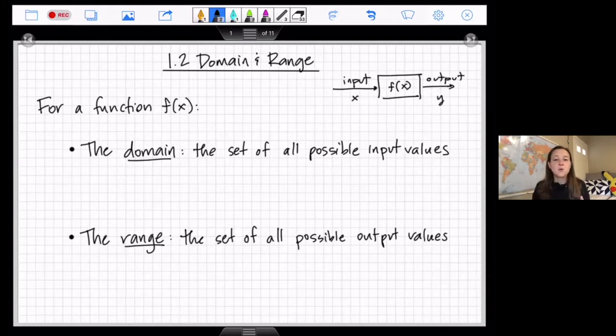So when we're looking for the domain of a function, we're looking for all the possible values of X that we could plug into this machine, and the range is going to be the pile of all possible output values this function could ever possibly give us. If it's helpful to you to remember it, domain and range, X and Y, input and output, they all go in the same alphabetical order.